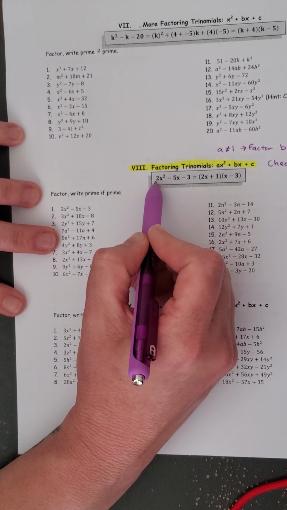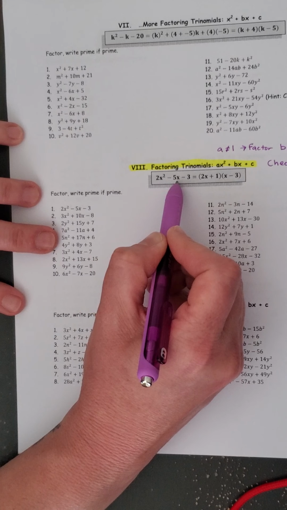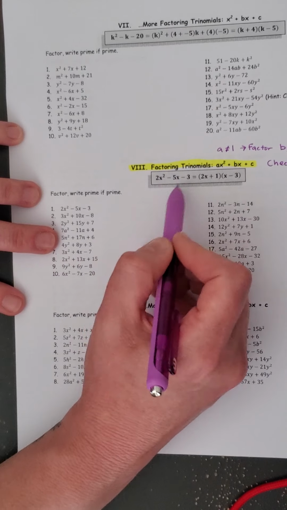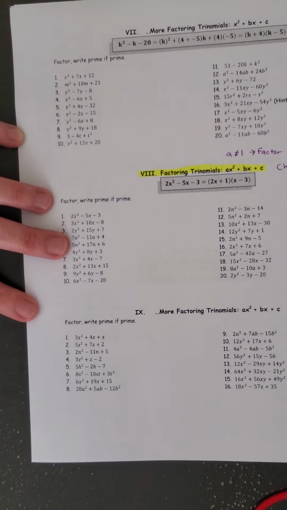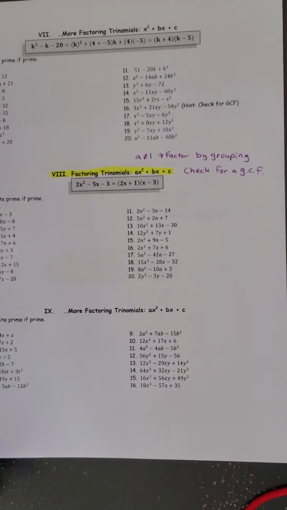All right, so what I notice is that in this case, there is no common factor that all 3 terms have in common. This is 2 times x times x, 5 times x, and 3. There's nothing in common in all 3 terms. So I'm going to move on to the next step.